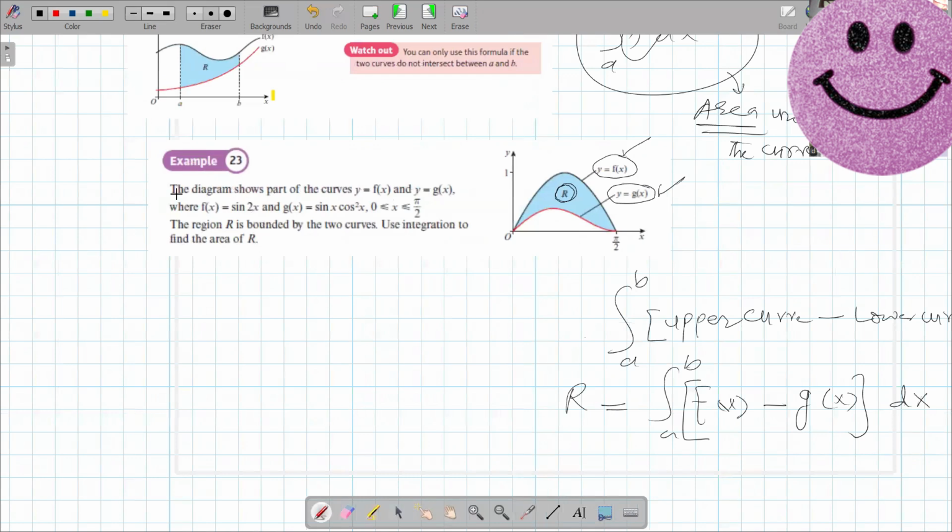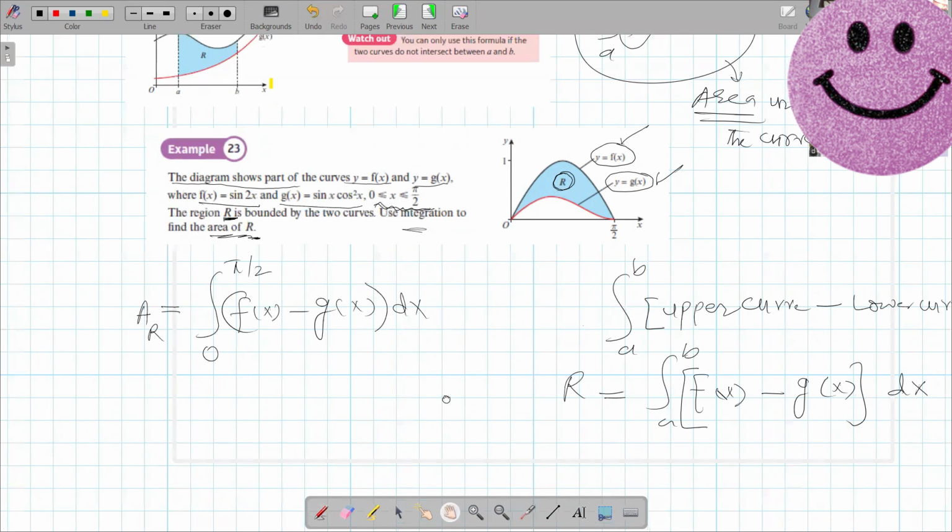Just like in this example, the diagram shows part of curves f of x and g of x. So f of x is sine 2x and g of x is this function. And part of the domain of both these functions is from 0 to pi by 2. So the region R is bounded by these two curves. Use integration to find the area of the region R. So the area of the region R can be simply calculated as upper curve minus lower curve, like this.